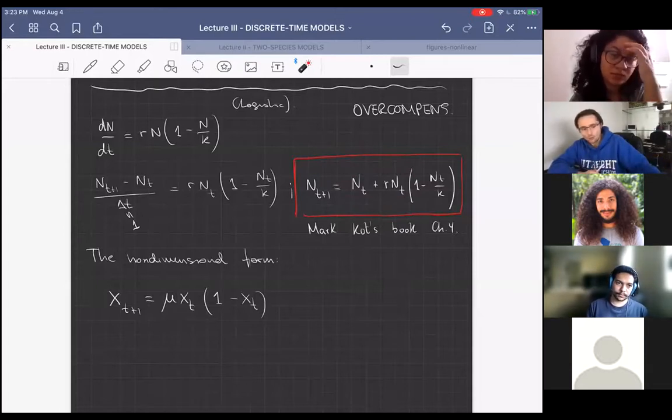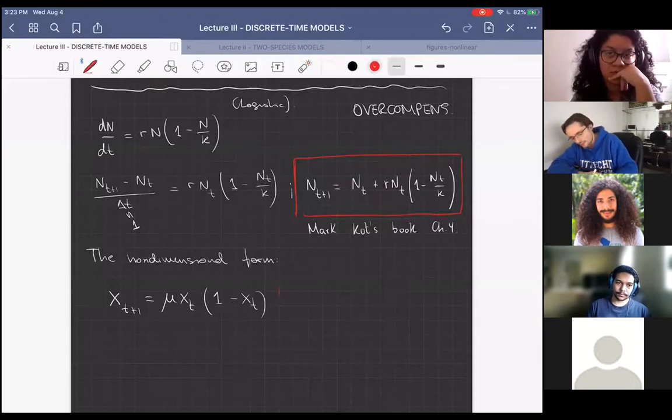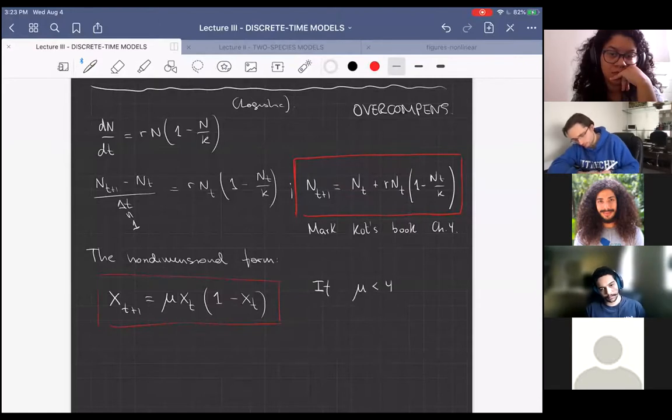But it's pretty much the same. What is very interesting about this non-dimensional version of this map is that if mu is smaller than 4, it is self-contained in the dynamics.